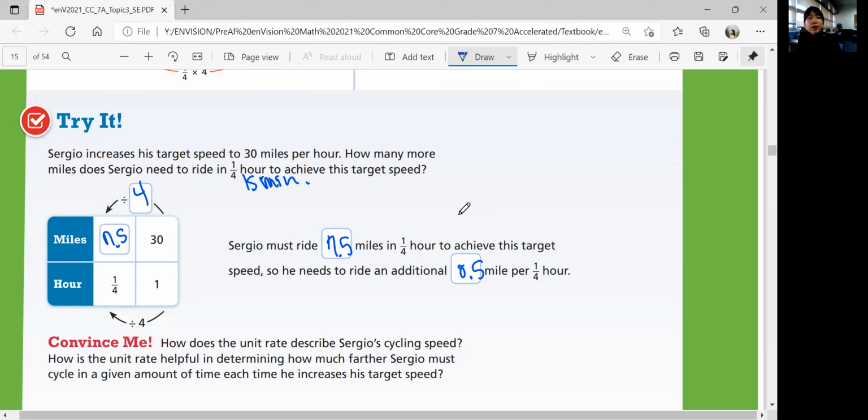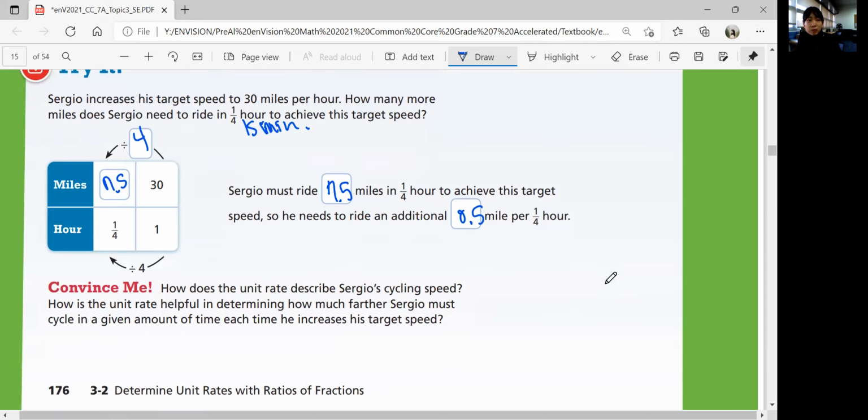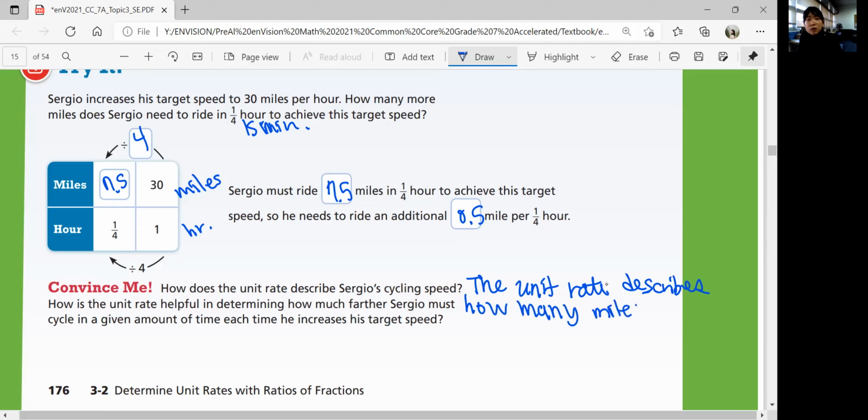Okay. How does the unit rate describe Sergio's cycling speed? You simply have to see what the unit rates are. Unit rate describes how many miles he rides for 1 hour, right? So that's what you basically need to write down. The unit rate describes how many miles Sergio goes each hour that he bikes.